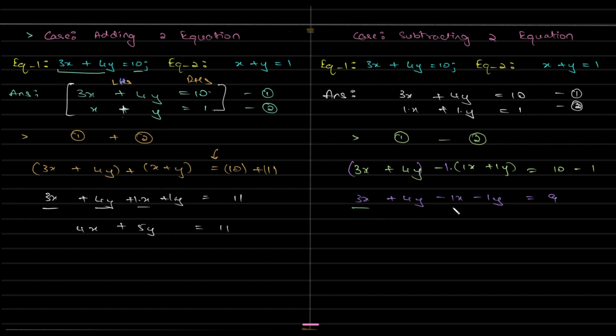We are looking at 3x minus 1x, that is 2x, plus 4y minus 1y, that is plus 3y, being equated to 9. So you can see there is a huge difference between the same equations when added or subtracted. It's very important for you guys to understand this topic. There are many chances that you will get to do this. So do it yourself and then unpause the video to check the answer.